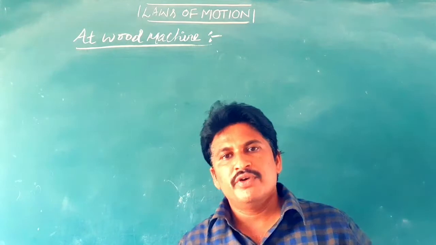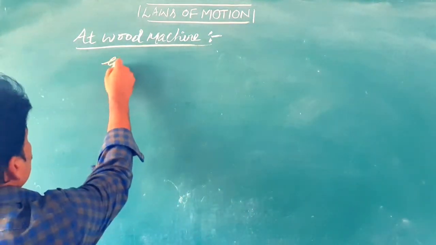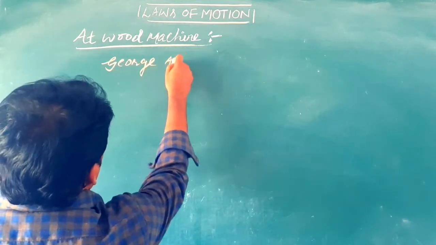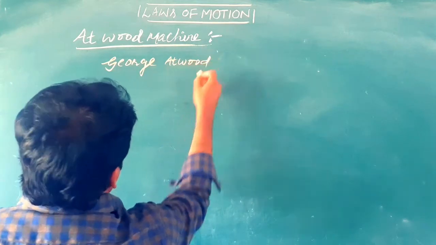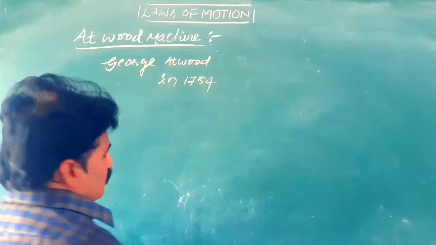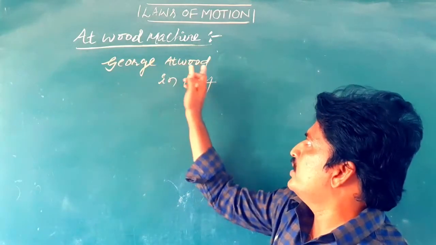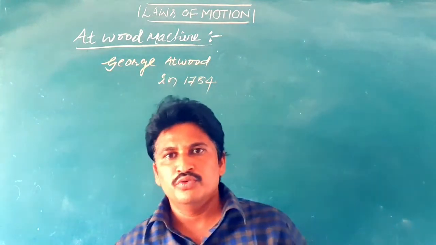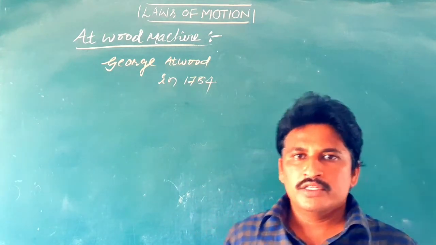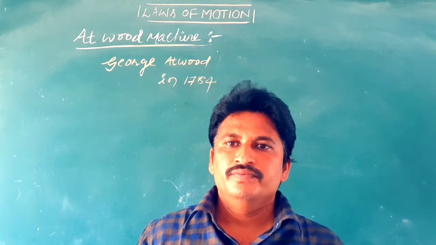This device was invented by George Atwood. Who is that, students? George Atwood in 1784, students. The Atwood machine was invented by George Atwood in 1784. It verifies the classical mechanical laws of motion with uniform acceleration.